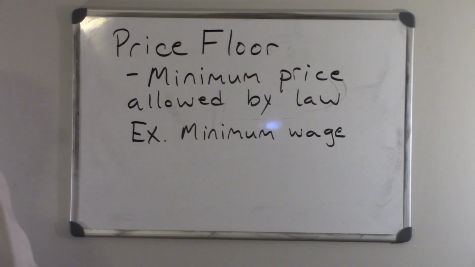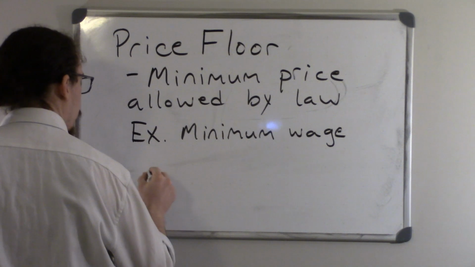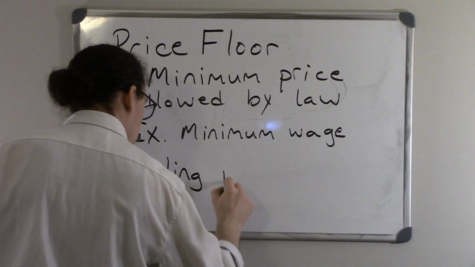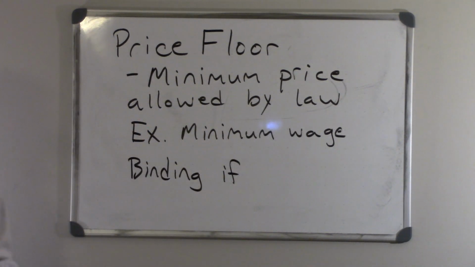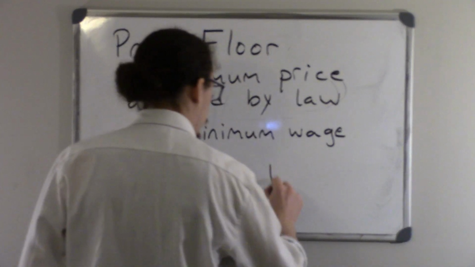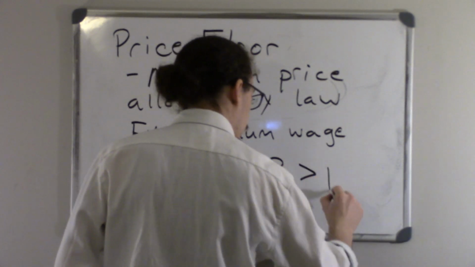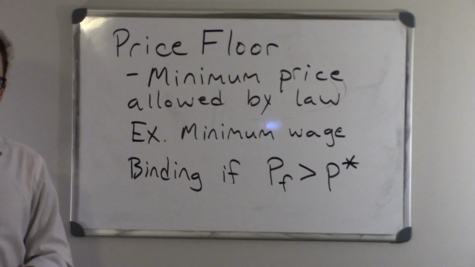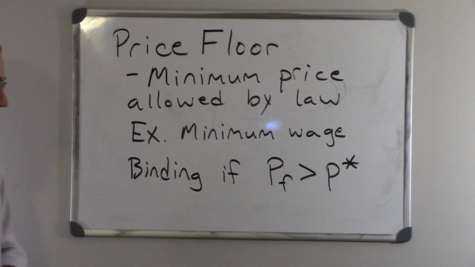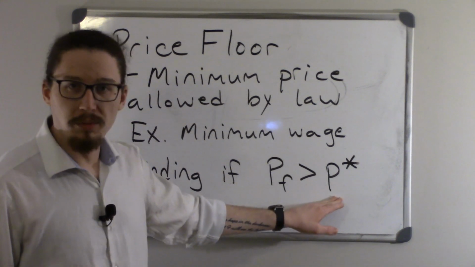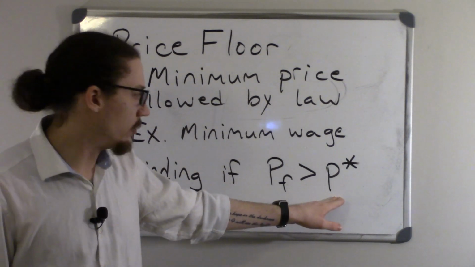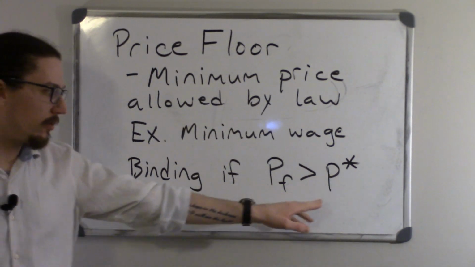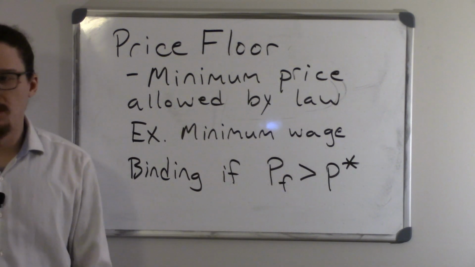All right, so similarly to our price ceiling, we're also going to talk about when a price floor is binding. In this case, a price floor is binding only if it is greater than the equilibrium price. If it's not greater than the equilibrium price, then the market will set equilibrium wages at that equilibrium price. We're only prevented from getting there if we have a price floor.